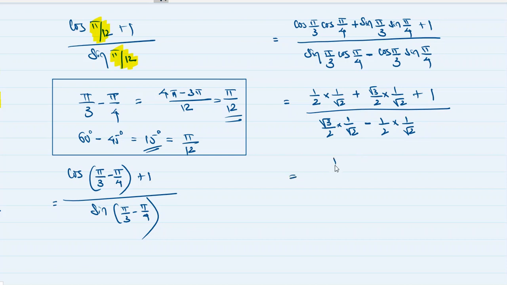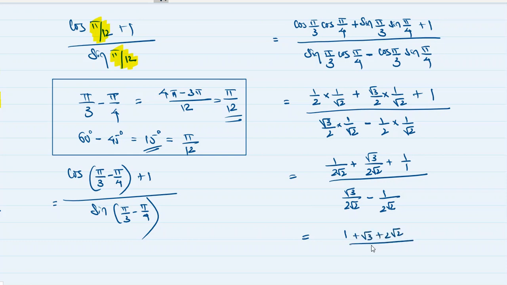So this becomes 1/2√2 plus √3/2√2 plus 1, the whole upon √3/2√2 minus 1/2√2. Let's simplify this further. So this becomes 1 plus √3 plus 2√2, the whole upon 2√2, the whole upon √3 minus 1, the whole upon 2√2.